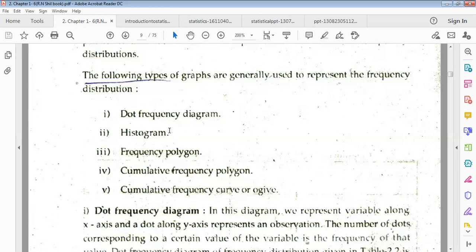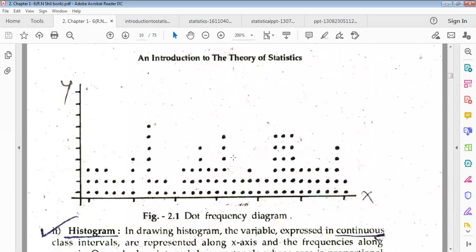Suppose a histogram: in his 10 overs, in every hour, how many runs are given? This can be represented as a histogram. Suppose in the third hour the box, the column, is very high. That means he gave many runs in the third hour. That is actually the histogram. Then frequency polygon, cumulative frequency polygon, cumulative frequency curve or ogive. Dot diagram, this type, is in the first session, second session, third session of a test. This is the dot ball.